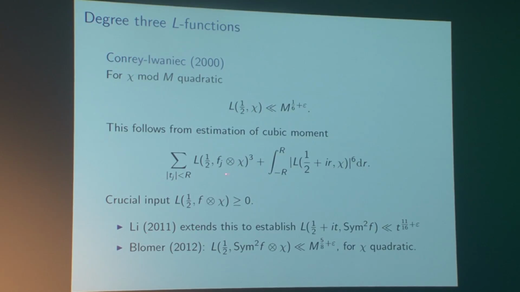And Xiaoqing Li first used this method to prove the t-aspect subconvexity for symmetric square L-functions. So again, the non-negativity of certain L-values plays a crucial role in her argument. So it's basically, this is like L(1/2, f_j) twisted by sym square. Okay. And Valentin Blomer in the very next year used the same argument to prove the subconvexity for sym square f twisted by chi, where chi is a quadratic character. Okay, so these are more or less the first two results in the case of GL3 functions.